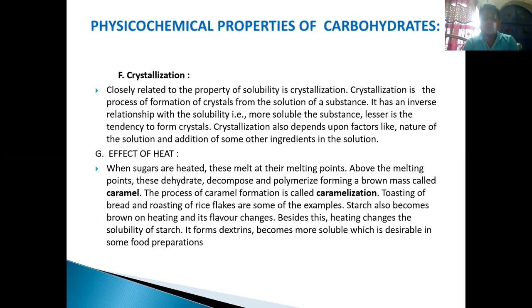Effect of heat: when sugar is heated, it melts at its melting point. Above the melting point, it dehydrates, decomposes, and polymerizes, forming a brown mass called caramel. The process of caramel formation is called caramelization. Toasting of bread and roasting of rice flakes are some examples. Starch also becomes brown on heating, and its flavor changes. If you notice in our households, when we heat bread, it becomes brown in color. That means caramelization has happened.